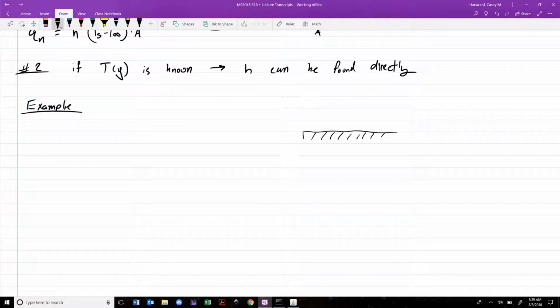So here's our plate. We have airflow occurring past it, and temperature measurements have been obtained experimentally that tell us that the non-dimensional temperature distribution follows this expression here: 1 minus e to the negative Prandtl.